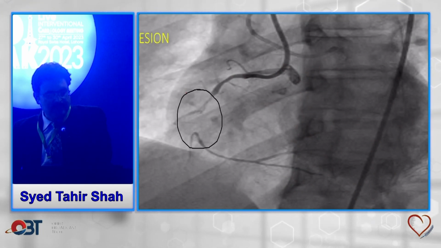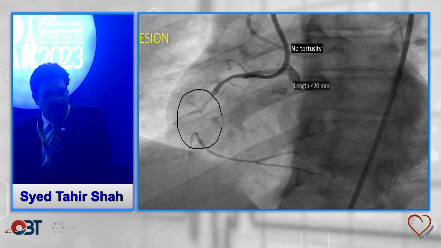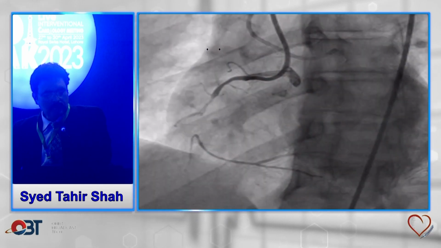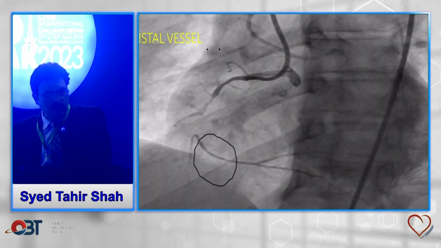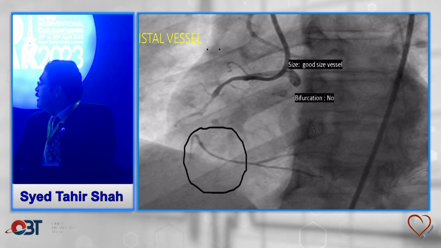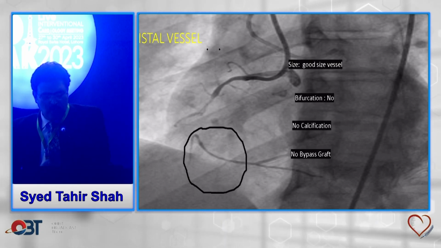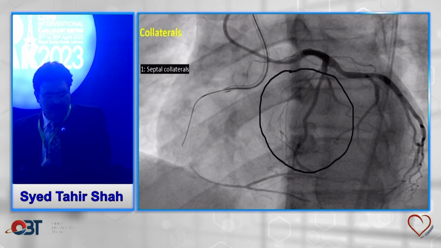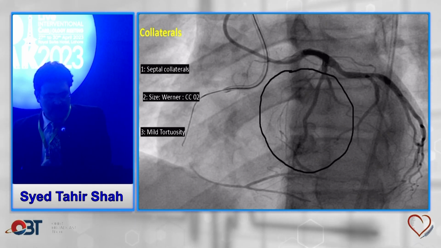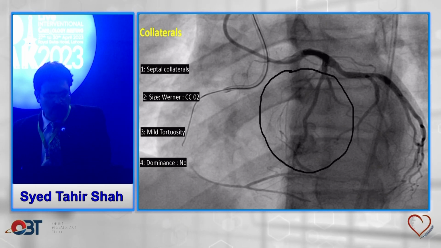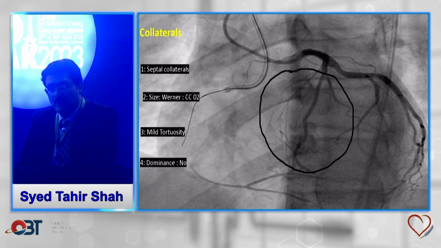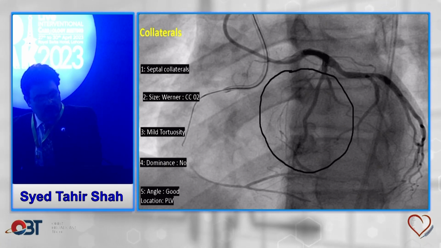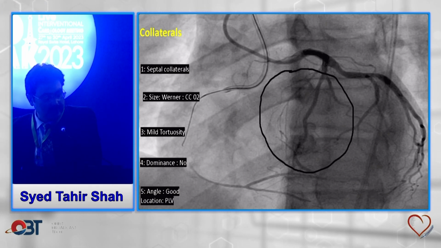Then you study the lesion itself. No tortuosity, length is less than 20 millimeters, no calcification, no microchannels are present. Then you study the distal vessel: good size vessel, then bifurcation, no calcification, no bypass graft, and then you study collaterals. So good size collaterals, septal, this is Werner classification 2, mild tortuosity, dominance, there is no dominant. If it is a dominant collateral and you work through it in a retrograde case, you will lose a patient, who can collapse. So always take the dominance and non-dominance of the collaterals, angle and then location.